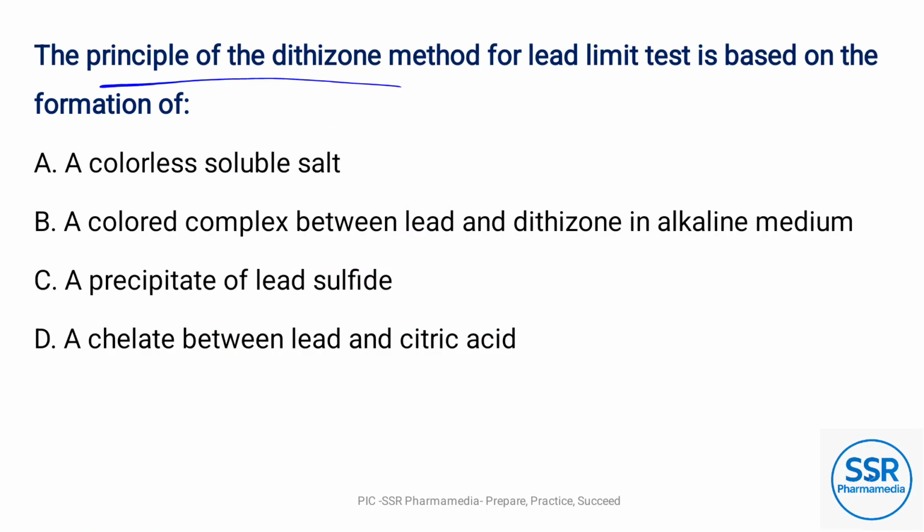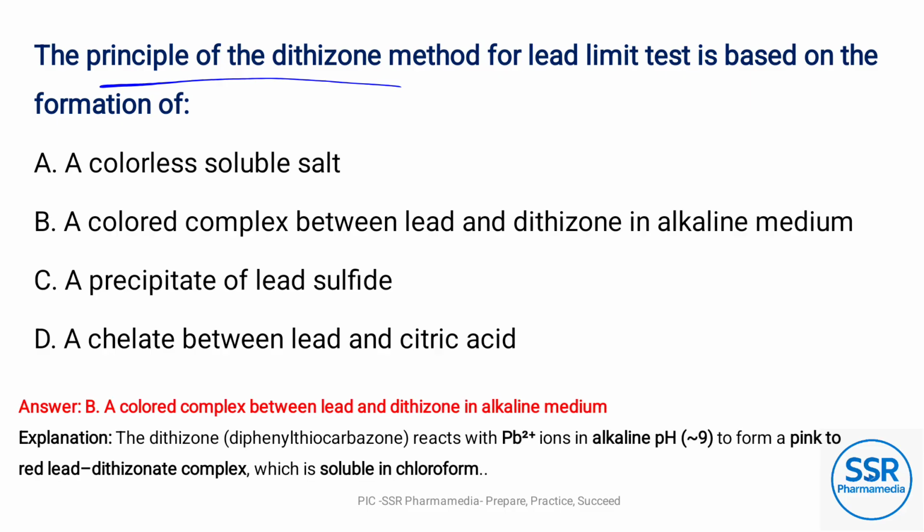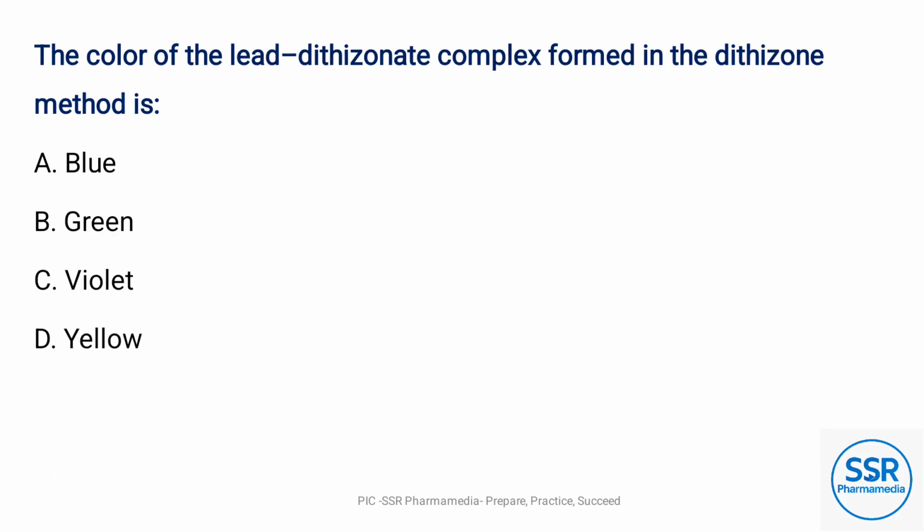The principle of the dithizone method for lead limit test is based on the formation of, so the answer is option B, a colored complex between lead and dithizone in alkaline medium, which is violet in color, with a pink to red color.